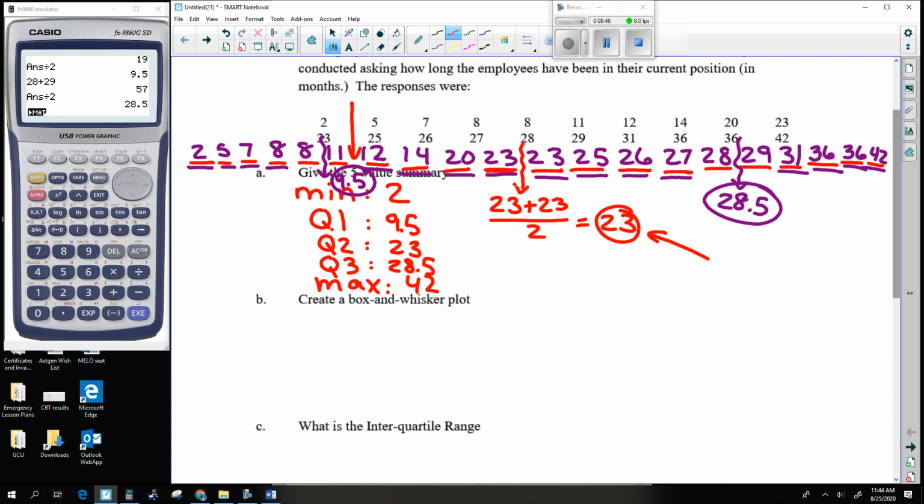Create a box and whiskers. All right, a box and whiskers looks like this. You construct a number line. My number line has to encompass all of the numbers that are physically there in the list, so I have to go from at least 2 to at least 42. So I'm going to start at 0 and go up by 5s: 5, 10, 15, 20, 25, 30, 35, 40, 45.